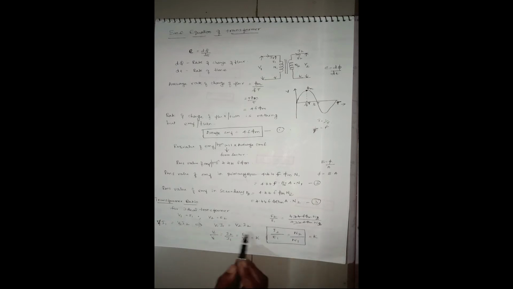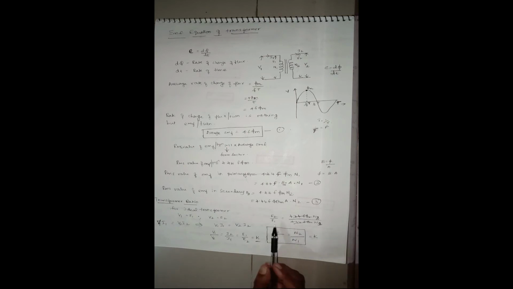When you consider these equations, we can take the ratio, that is V1 by V2 is equal to I2 by I1. Since V1 is equal to E1 and V2 is equal to E2, this is E2. This ratio is said to be the transformation ratio. Therefore, V1 by V2 is equal to I2 by I1 is equal to E1 by E2 is equal to K. K is said to be the transformation ratio.